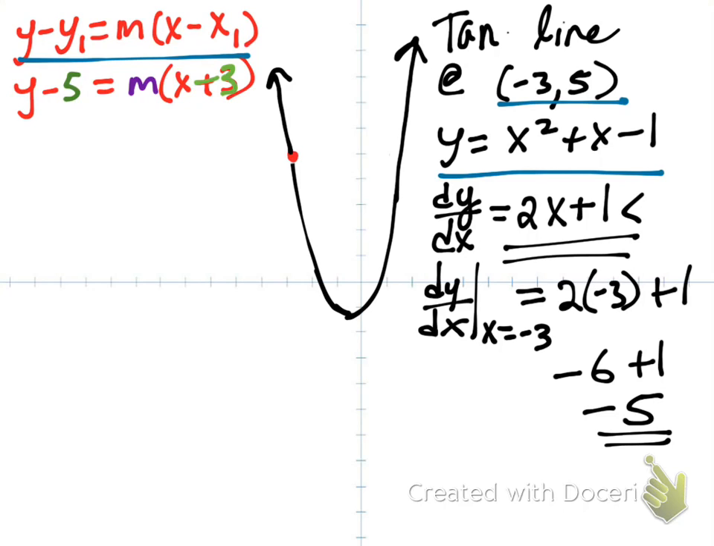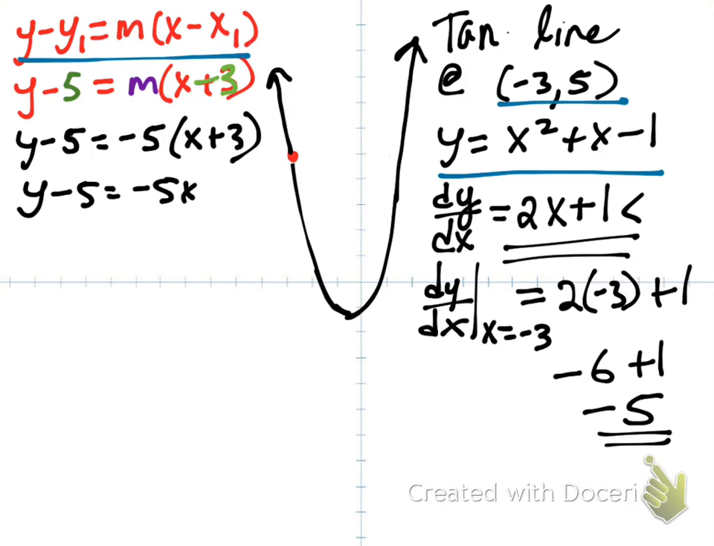So I go back to my equation of a line here in the corner. y minus the y value equals my slope, which I just found thanks to calculus, times (x plus 3). It's a little bit hard to graph in this form, so let me go ahead and solve for y. That would be y minus 5 equals negative 5x minus 15. Add 5 to both sides: y equals negative 5x minus 10. So there's my equation.